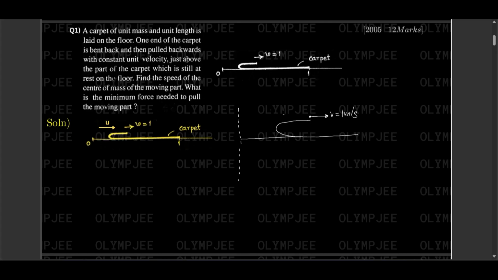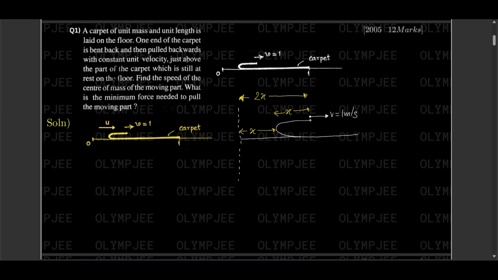If at any instant the amount of carpet that has been folded is equal to x, then this distance must also be equal to x, right? Because this part was here before being folded, so this length and this length must be equal. I am assuming that this curved part length is very small, so we can neglect it. So this must be x and this also must be x. So this total length is equal to 2x, right?